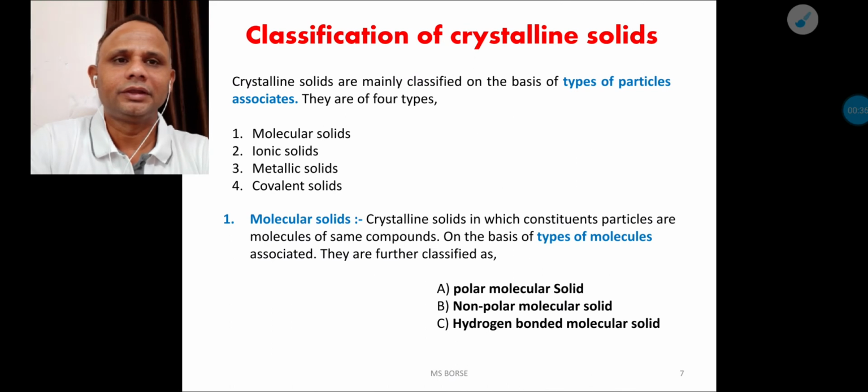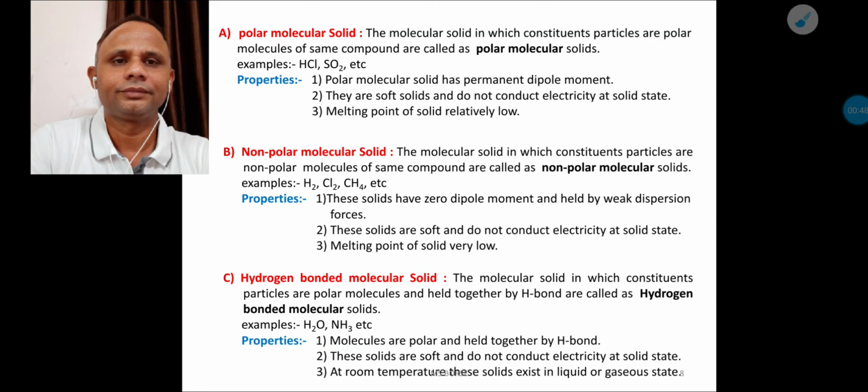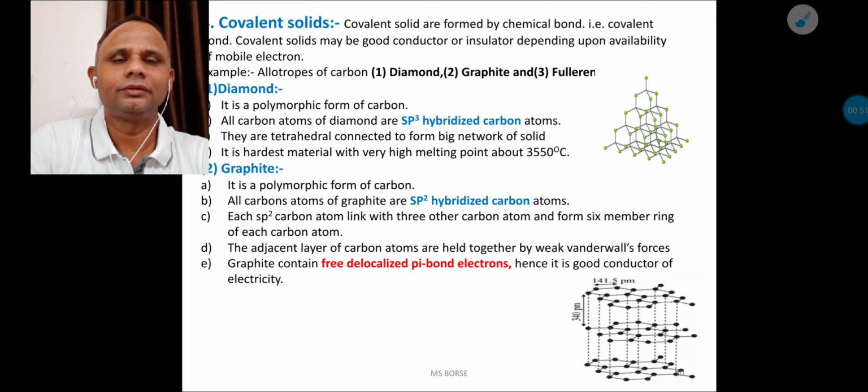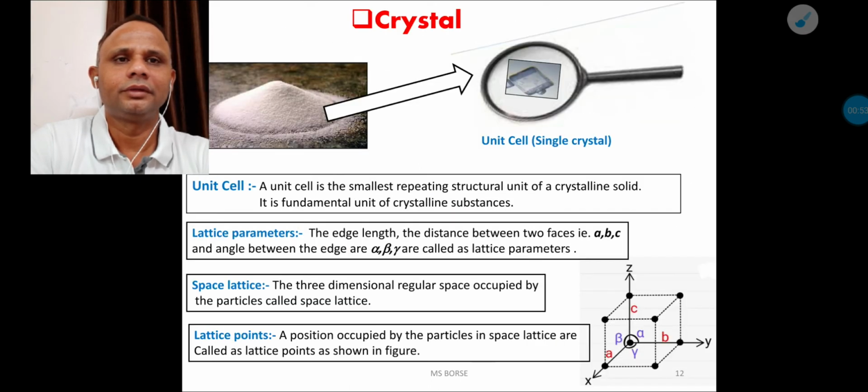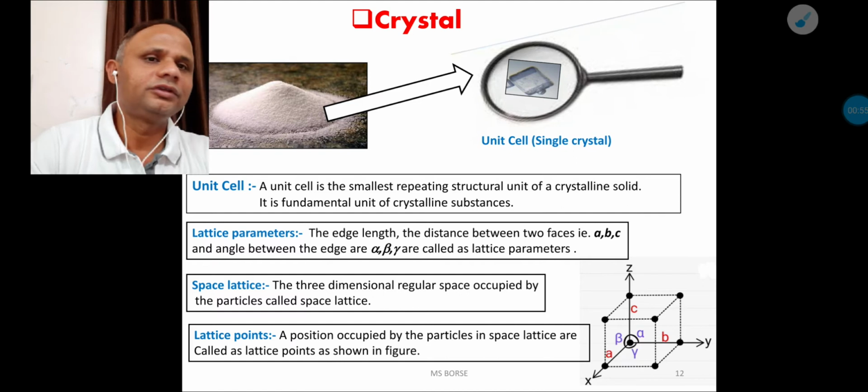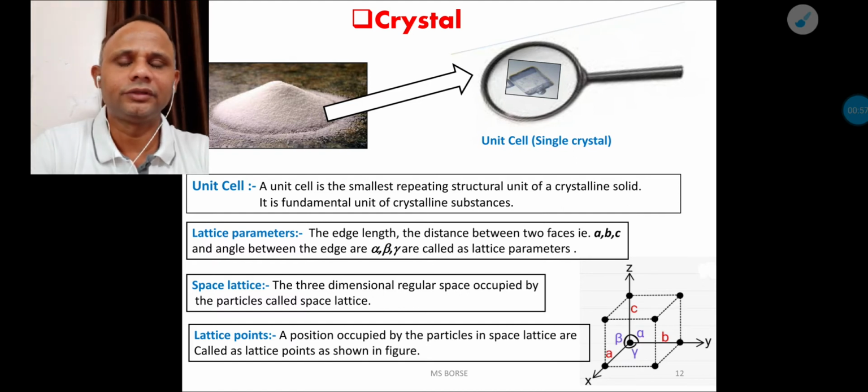then classification of crystalline solids on the basis of the type of molecule associated to form a crystalline compound, called molecular solid, ionic solid, metallic solid, covalent solid, and their individual examples. So up to this point we have only seen the basic concepts of the solid state. Now we will go to the micro level analysis of the crystalline compound.